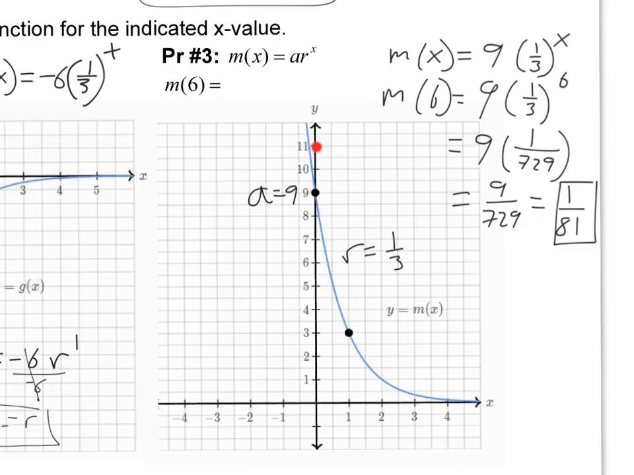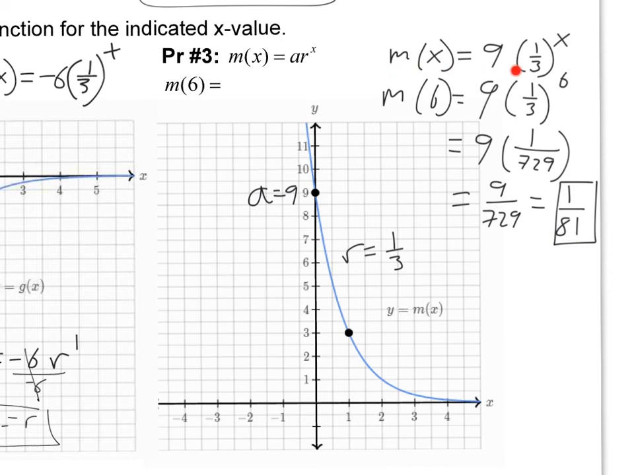Okay, I saw that the a value was 9, just because that's where it intersects the y-axis. So therefore my a value is 9. And then I saw if I went over 1, it reduced by 1/3 because it went down to 3. So my r value must be 1/3 because it went to 1/3 of its initial value. And then it keeps doing that too. I could also see that it goes down to 1 and so on. So it's going to keep being reduced by 1/3. Therefore my r is 1/3.